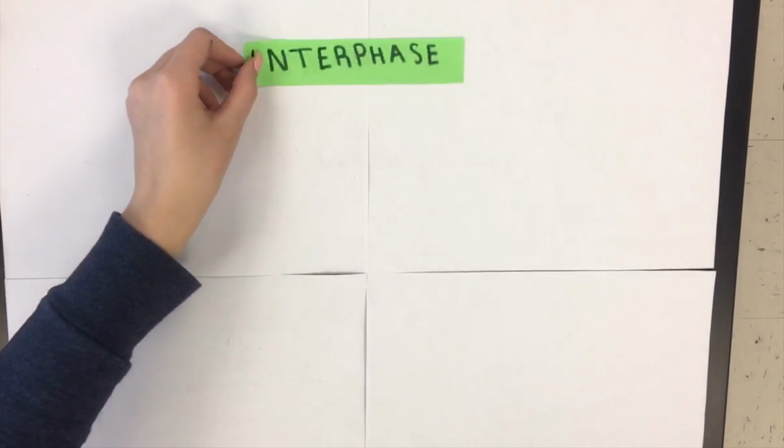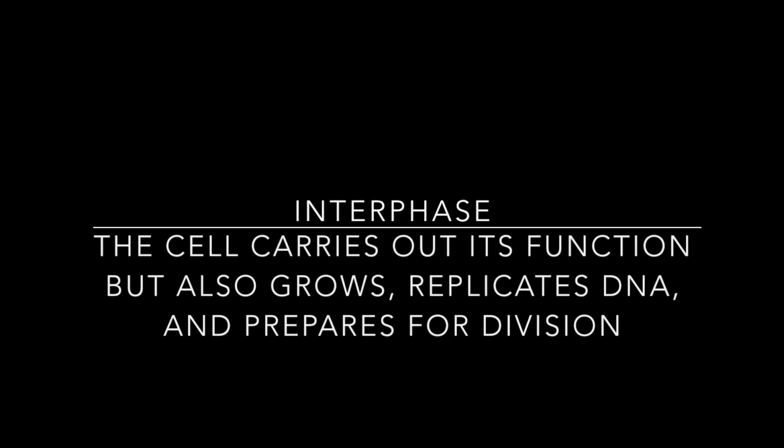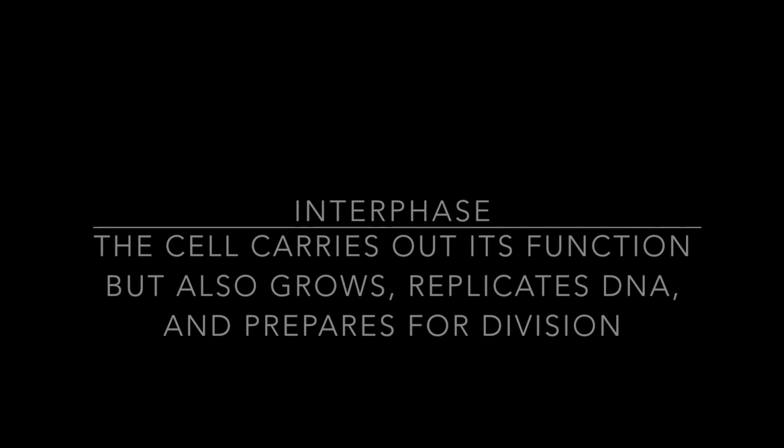When a cell undergoes division, it starts an interphase. Interphase is 90% of the cell cycle. In interphase, the cell carries out its function, but also grows, replicates DNA, and prepares for division.